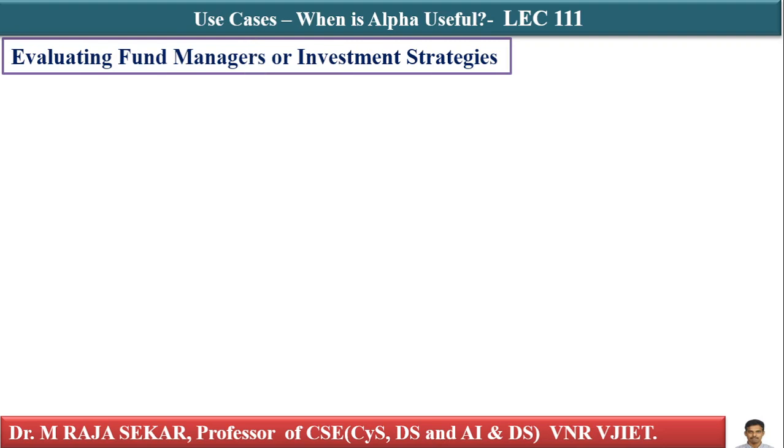That is important, isn't it? The use cases when alpha is important: first one, evaluating fund managers or investment strategies. Alpha helps investors assess whether a fund manager is adding value through skill, not just riding the market. Use case: if a mutual fund has an alpha of plus 2%, it means it outperformed its benchmark by 2% after adjusting for risk, a positive sign of manager skill.